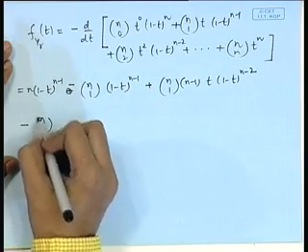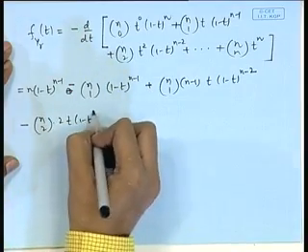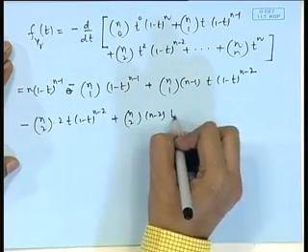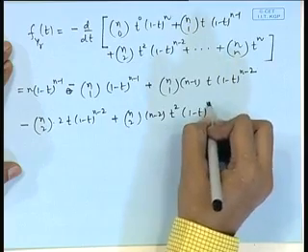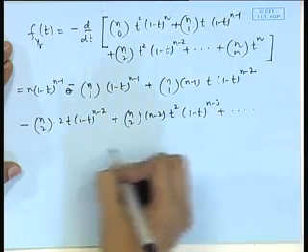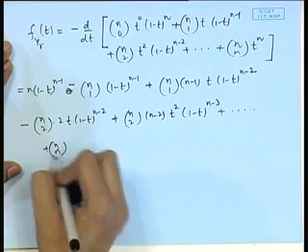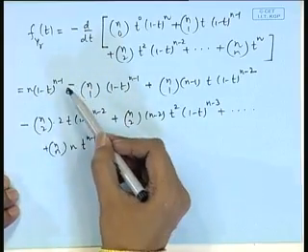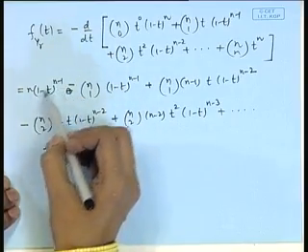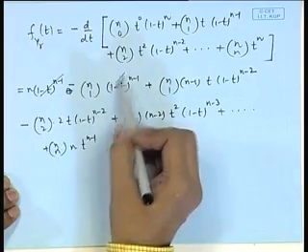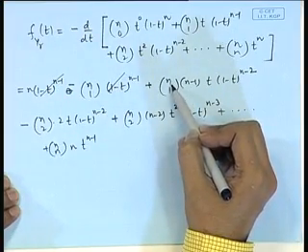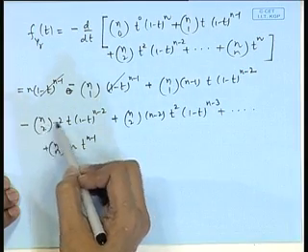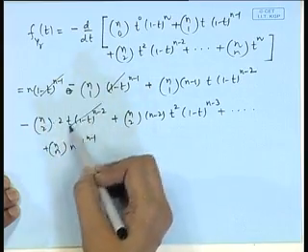minus nc2 into 2 t (1 minus t) to the power n minus 2 plus nc2 n minus 2 t square (1 minus t) to the power n minus 3 plus ncn n t to the power n minus 1. Again we can observe that the terms are telescopic in nature, that is the first term cancels with the second term. Here if you look at nc1, that is n into n minus 1, here it is n into n minus 1 by 2 into 2, so that is again n into n minus 1. So this again cancels out.